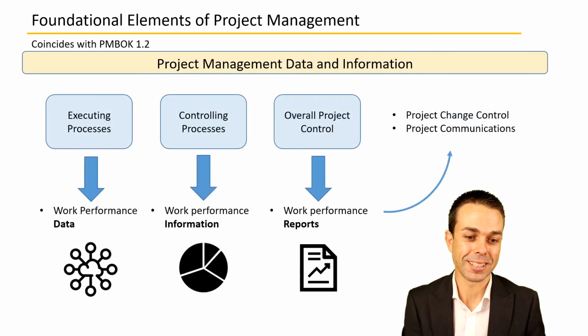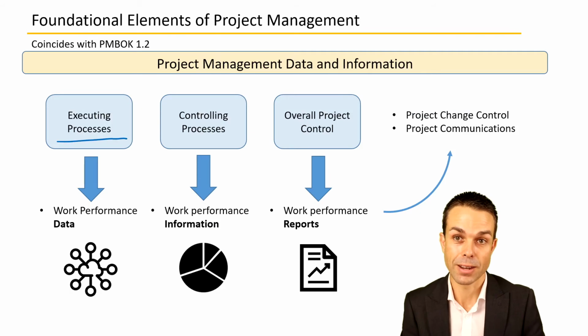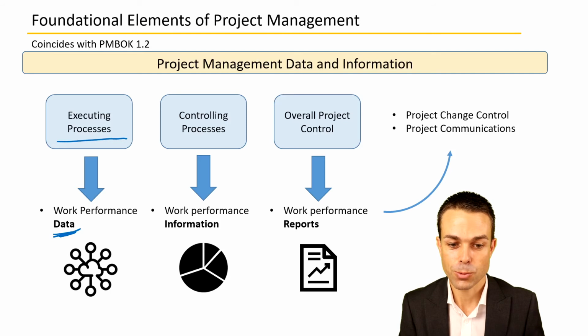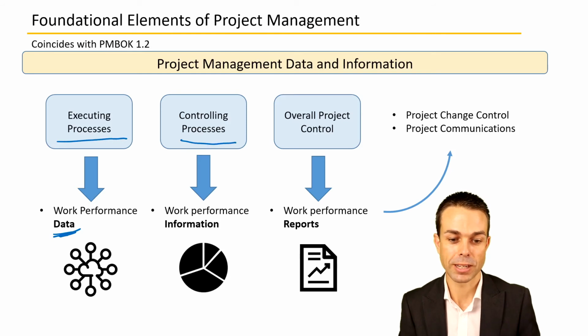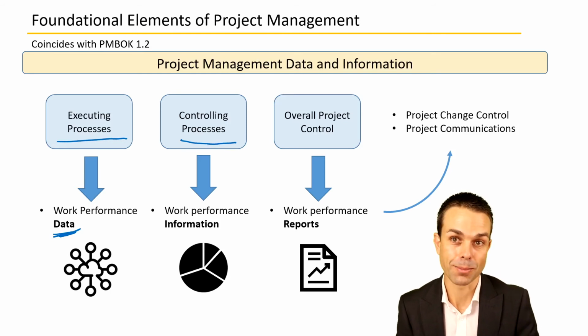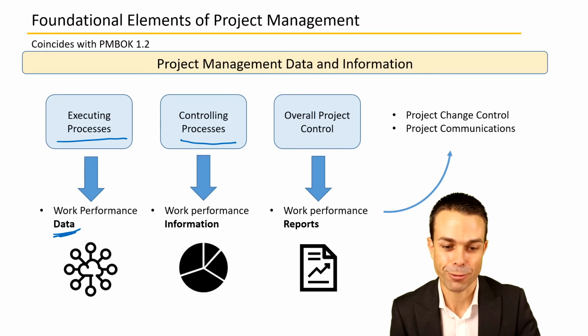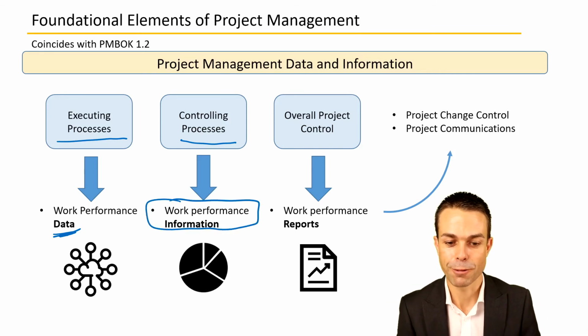So another way to look at this is we're executing the processes and physically doing them. That's the work performance data that we're gathering. And as we're controlling those processes, we need to analyze them and see how they're going. Maybe they're 80% complete, for example. That's our work performance information.